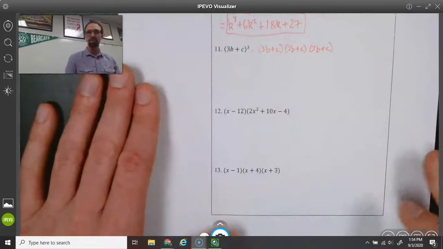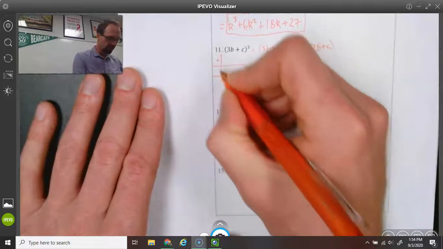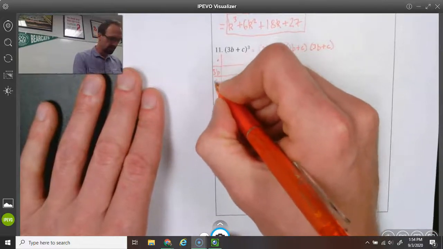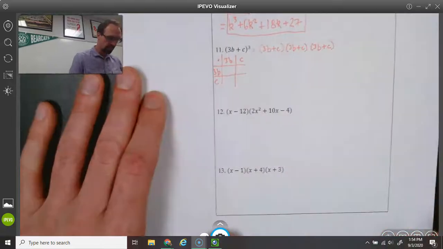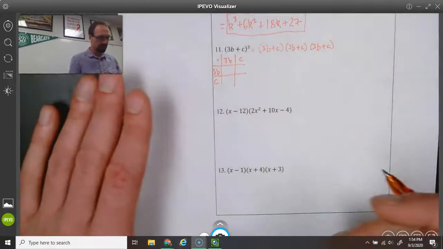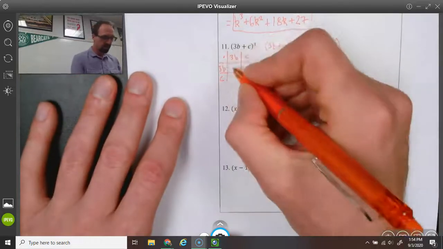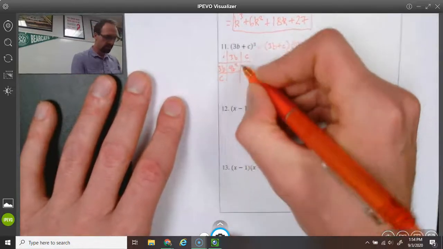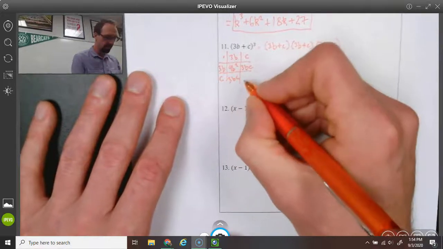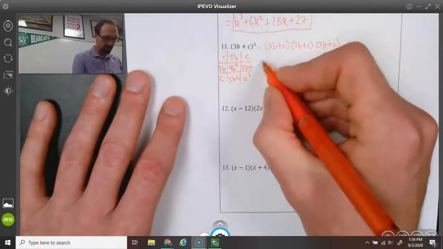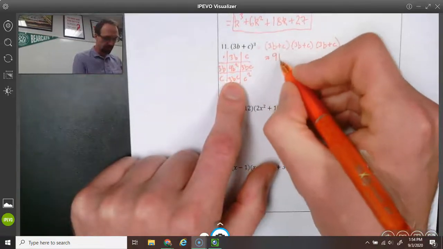So I'm going to show this using the table method. There's actually shortcuts for some of these that we will pick up in a later section. It's one of those that you know the formula, know the application, and then you can kind of memorize your way through. So this is going to be 9b squared. That's 3bc, 3bc, and then c squared.